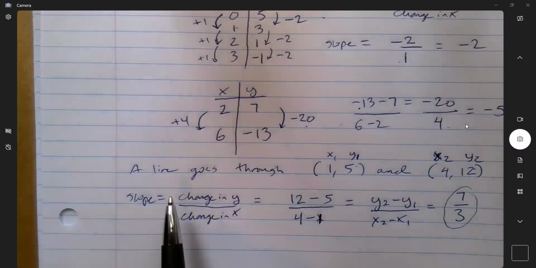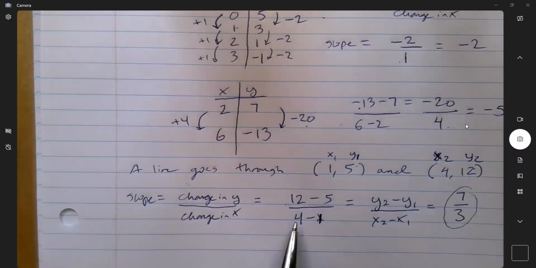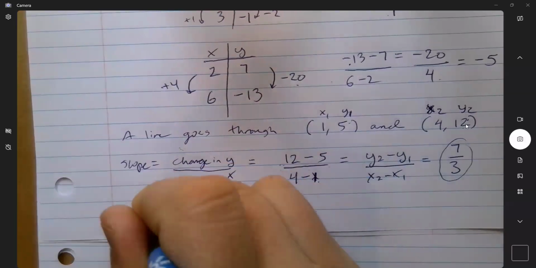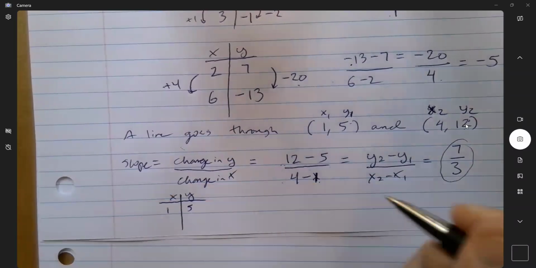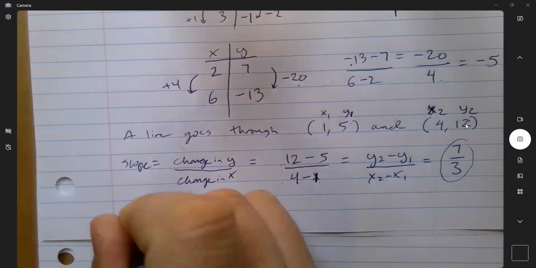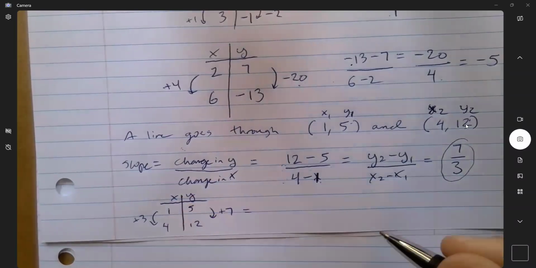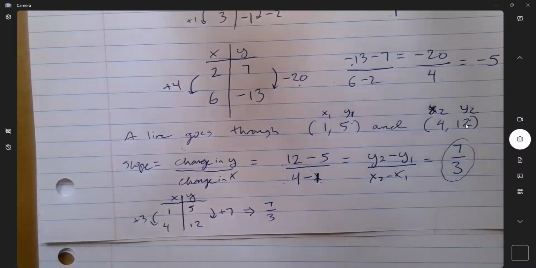So you can always find a line that goes through 2 points by subtracting the y outputs, subtracting the x inputs, and then dividing. But you can also build a table if you prefer. I can take these points and put them into a table. I have 1 and 5 and 4 and 12. This goes up 3, that goes up 7, and sure enough, the slope is 7/3.